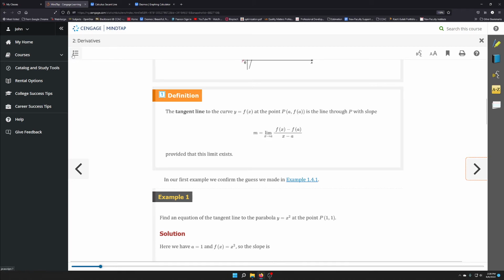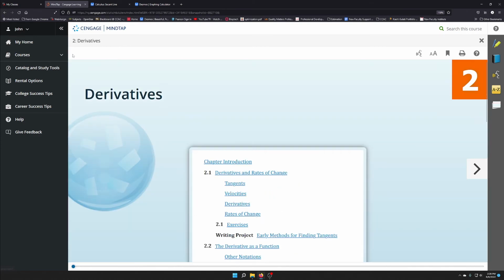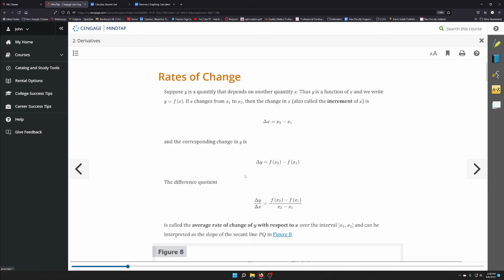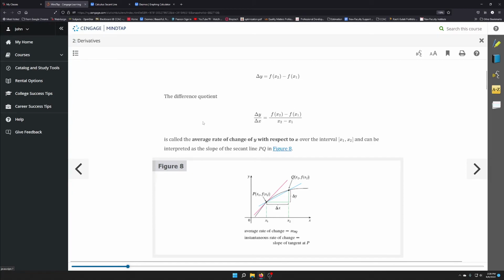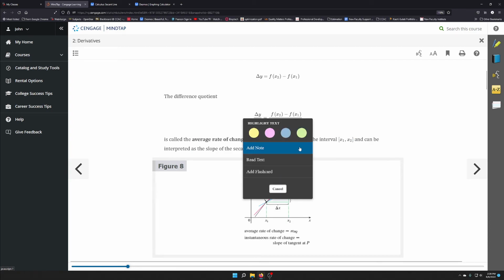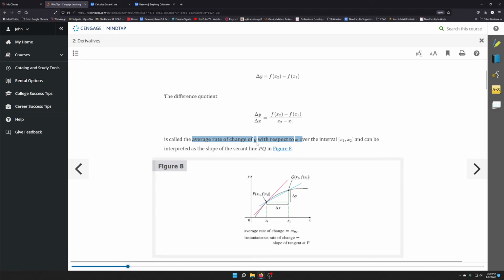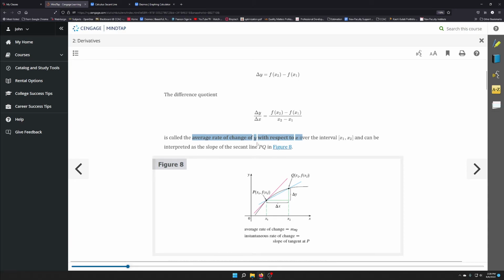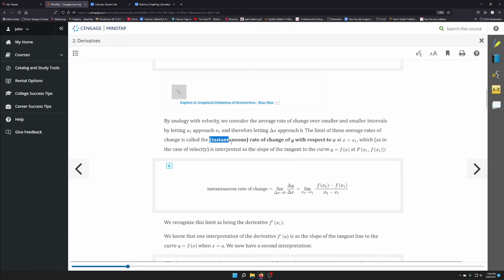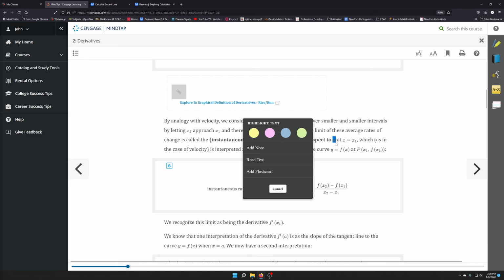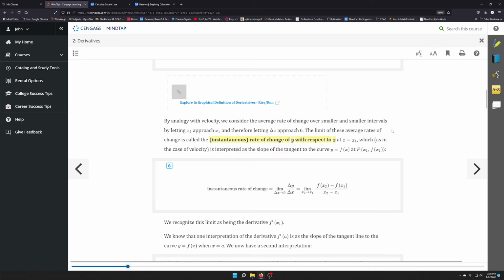What we just found here is this. Remember, secant line. Let me go back to our book here, rates of change. That's what I wanted to go to. Perfect. So a secant line is the average rate of change of y with respect to x. That is what a secant line does. However, once you find the tangent line and you find that slope, what you have just found is called the instantaneous rate of change.